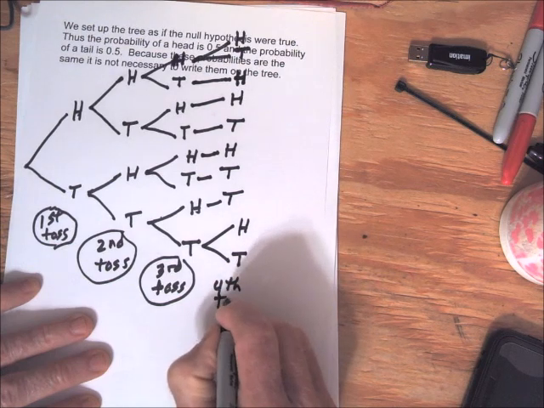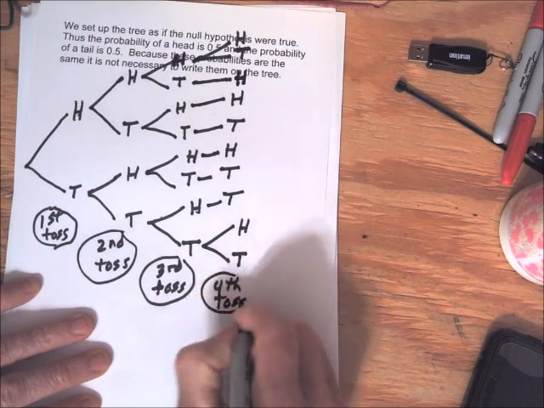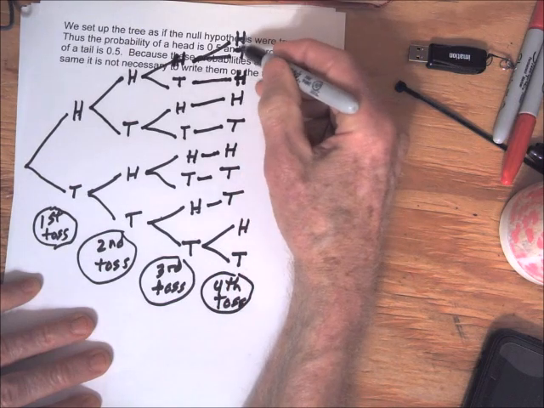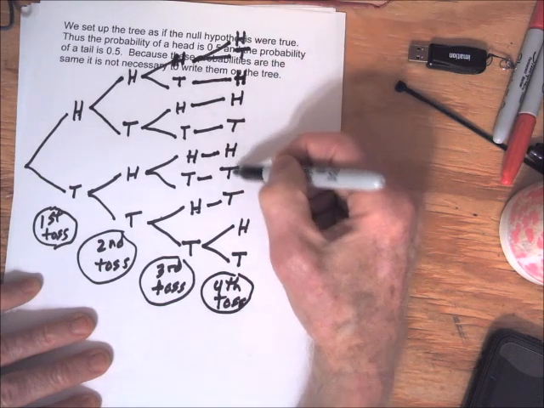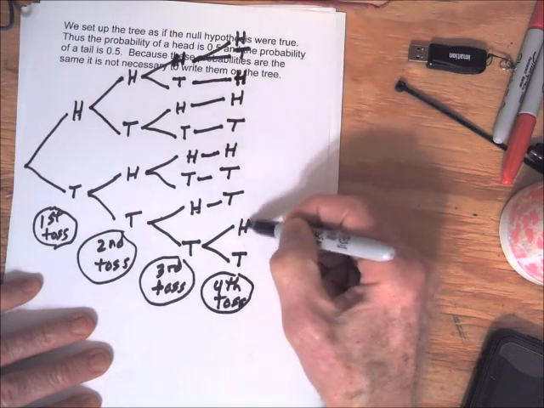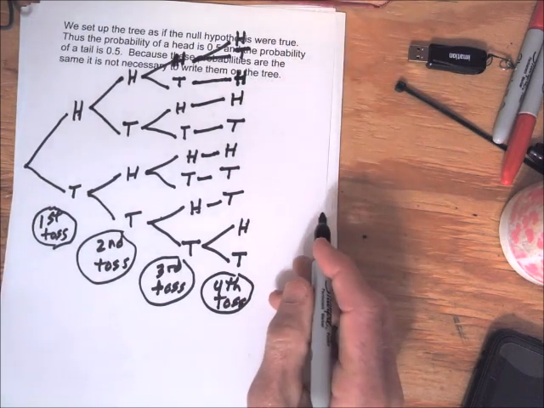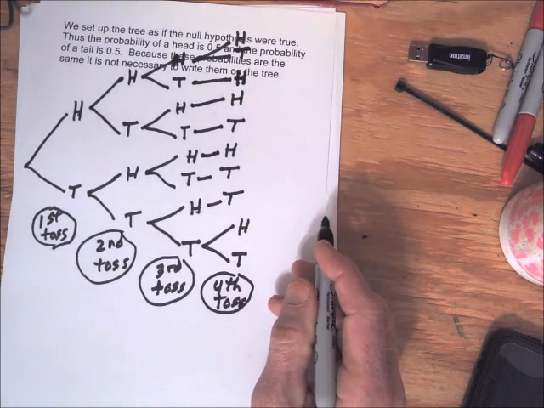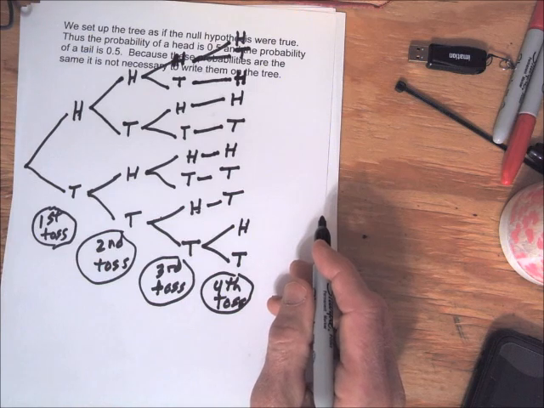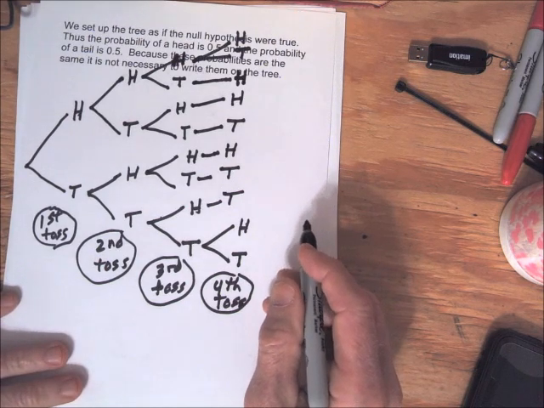On the fourth toss, actually there's 16 possible outcomes, but 1, 2, 3, 4, 5, 6, 7, 8, 9, 10. We only have 10 that we need to count here.